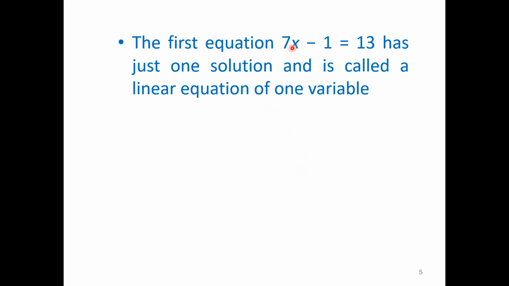The first equation, 7x minus 1 equals 13, has just one solution, and we call it a linear equation of one variable. Because we have only one symbol, one letter, this letter is the unknown. Sometimes we also call it a variable. This variable needs to be determined, and it's linear because x has a power of 1. So the name of this equation is linear equation of one variable.